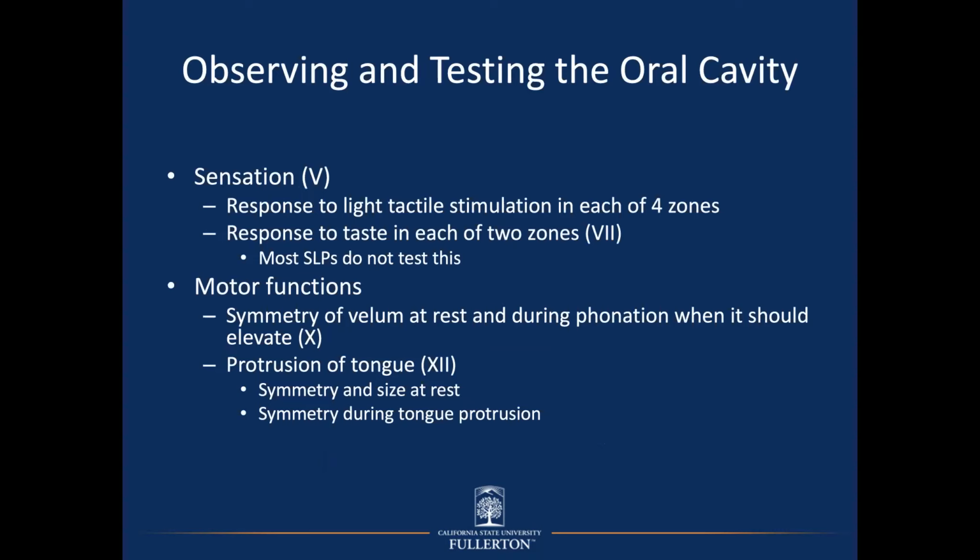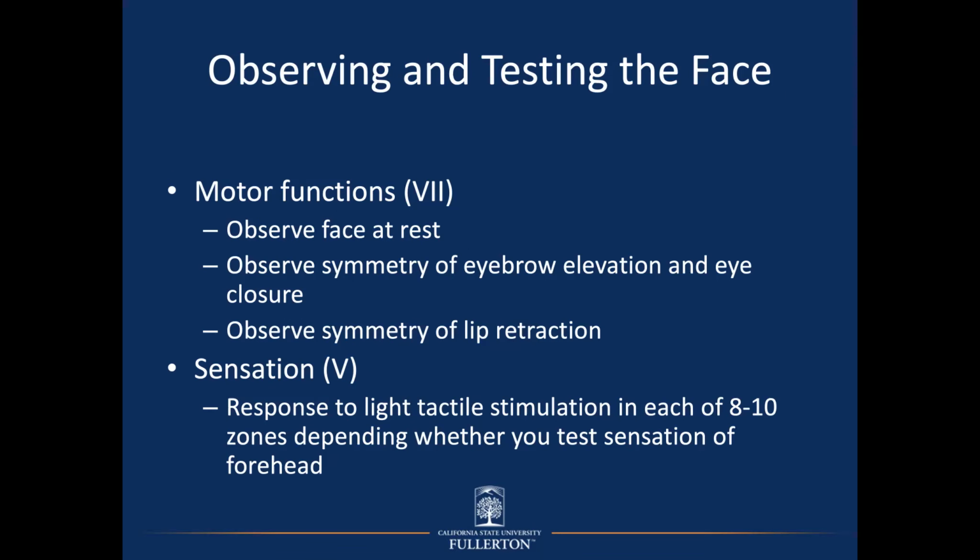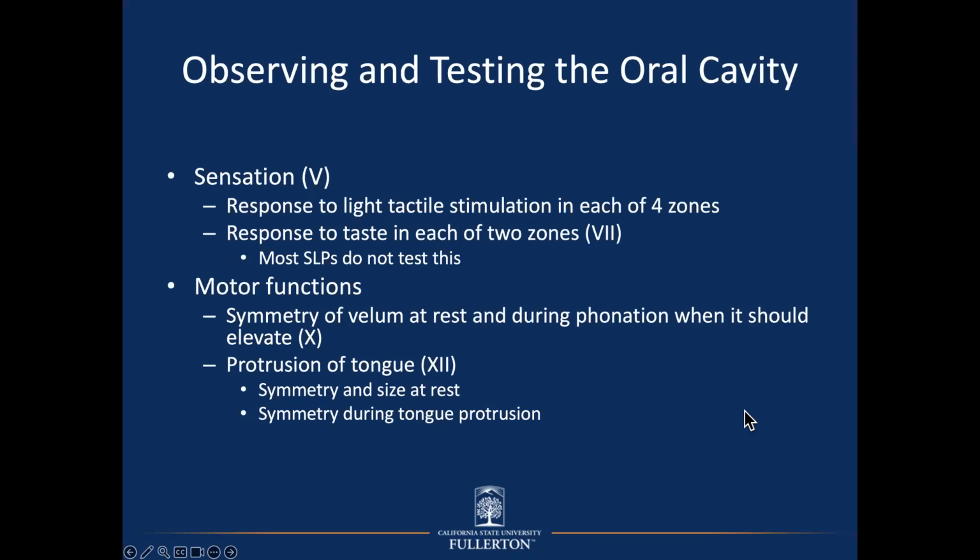Okay, then I'm going to look at sensate. Oh, this is just a breakdown. So here I have 8 to 10 for 5, and here I have where they are, the 4 zones. And if we do taste, we might, but most SLPs don't. So I'm going to do here and here for light tactile, here and here, and the 4 points inside the mouth, and I'm done with that.